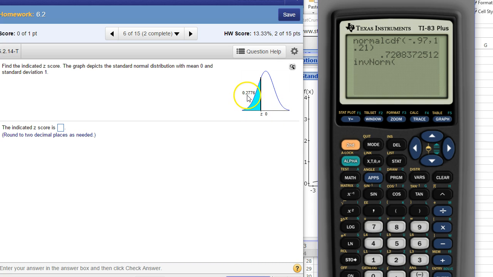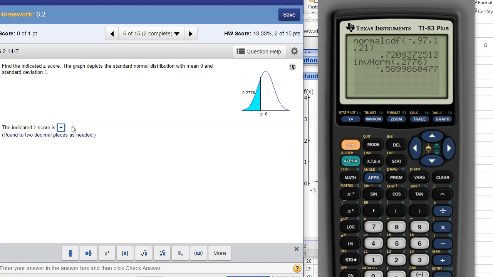So 0.2776 is the area to the left. And then I just hit enter, and there's the z value. Okay, it wants me to round to 2 decimal places. So that's negative 0.59 rounded to 2. Don't forget the negative.